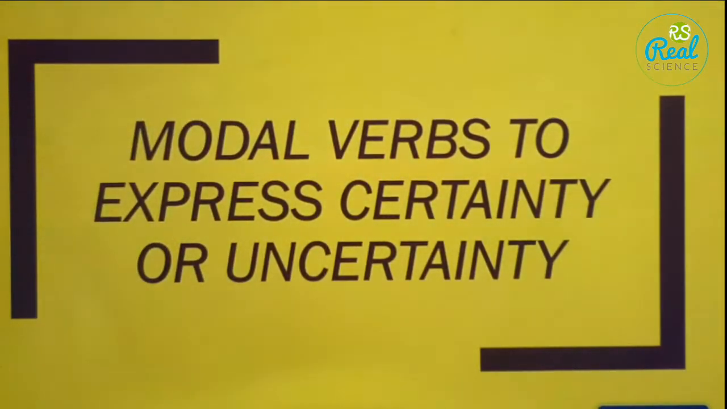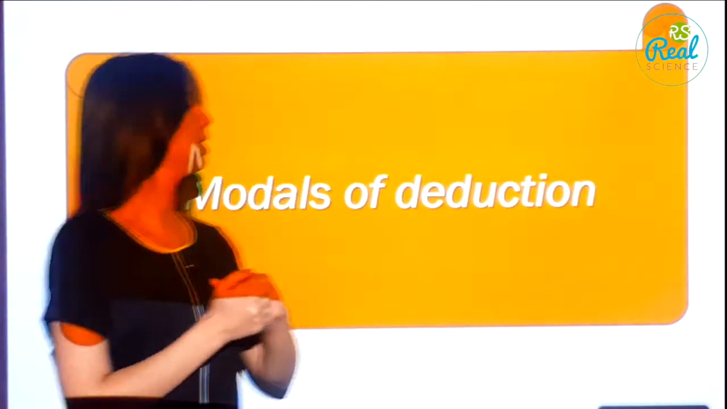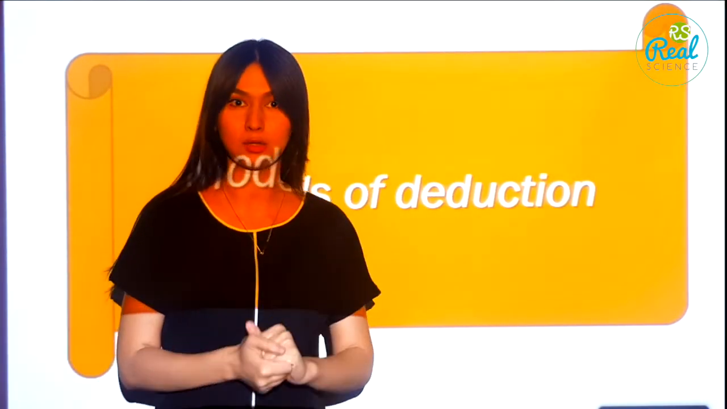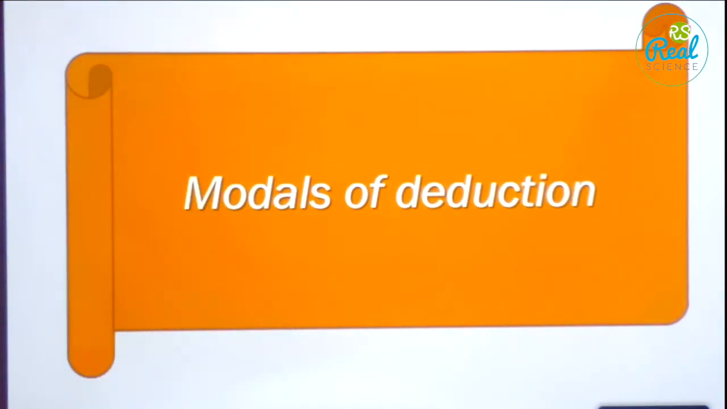Now let's continue. So guys, the second name for modal verbs expressing certainty and uncertainty is modals of deduction. So we can call them modals of deduction also, okay? So it has two names. So let's continue.